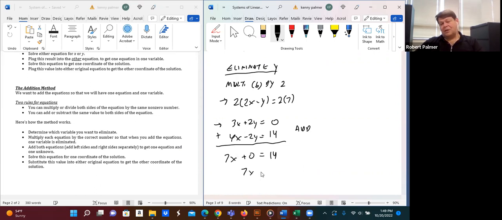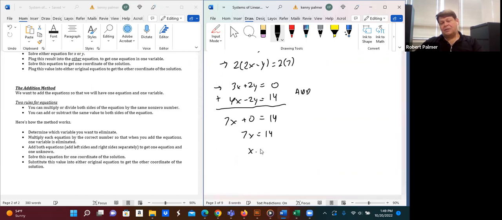So we have 7x is equal to 14. And then divide both sides by 7, x is equal to 2. That's what we got before. Now from this point, we would plug this back in. I'll just go ahead and do that anyway. Now this is the same with both methods. So I'll just say plug in either equation. I'll plug into equation B to find y.